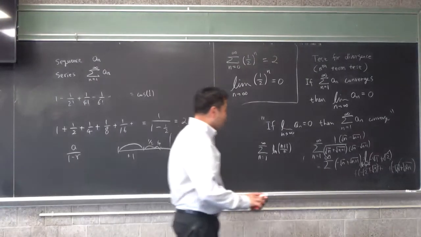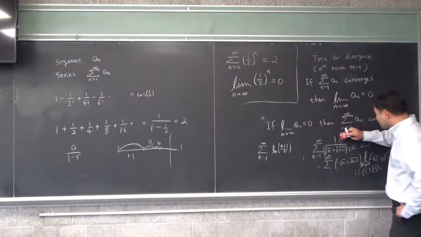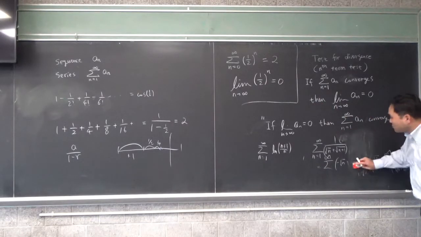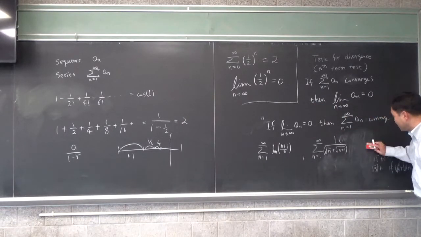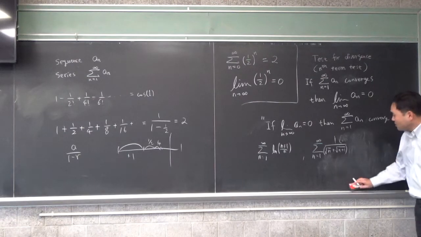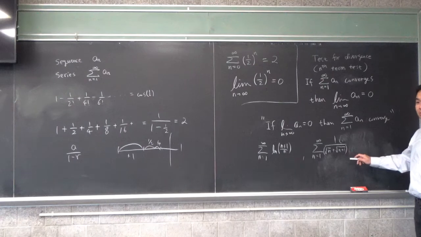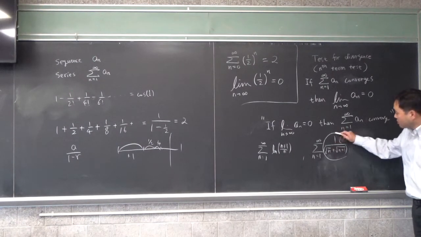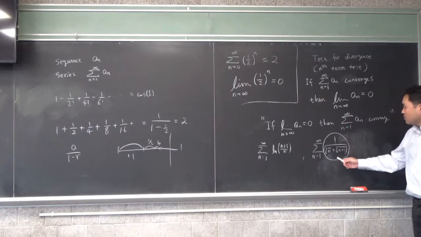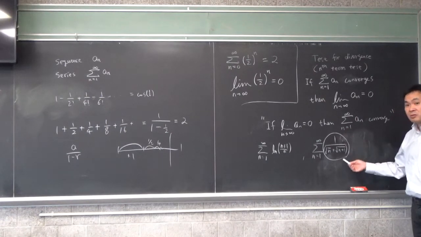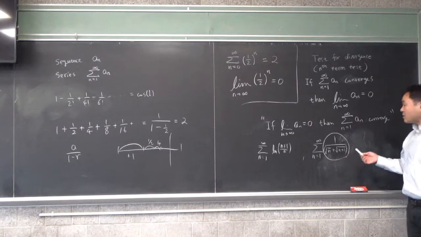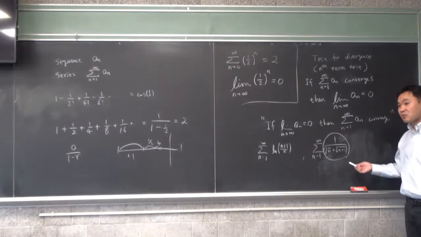But how you get it is not the point. Just look at this result. It seems so counterintuitive. What's the limit of the sequence here? Not the limit of the series. What's the limit of the sequence? 1.